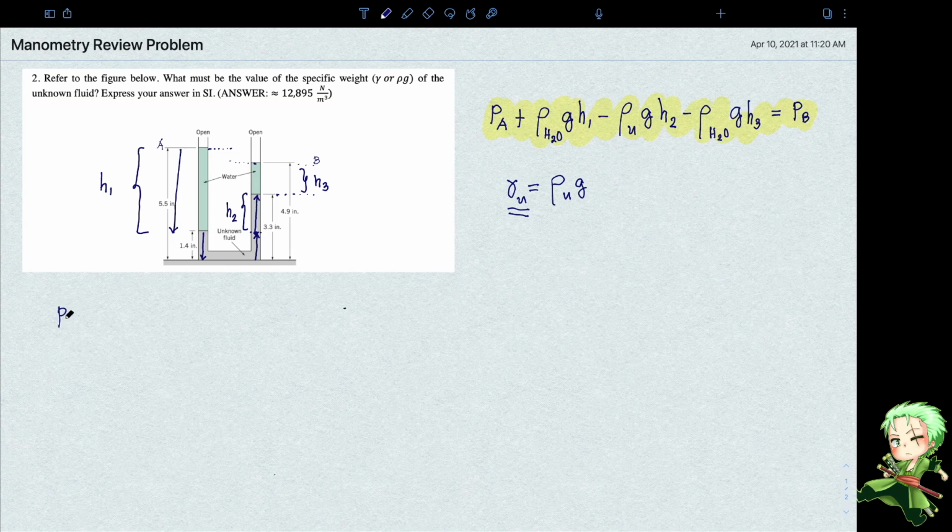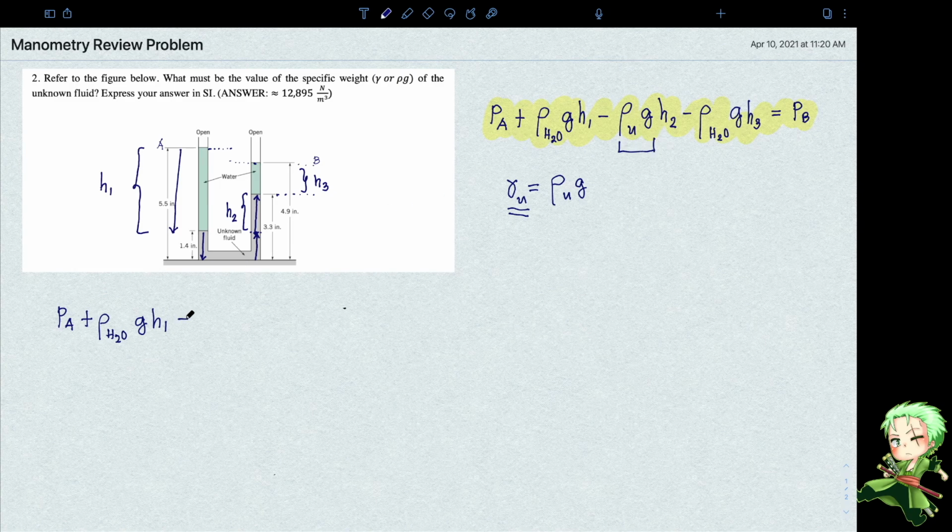When I do that, I have PA plus the density of water, H2O, and G, and then H1. So let us try to neglect first whatever the values of H1. Let's try to set up the equation first. And then take note that my gamma U, or specific weight of the unknown fluid, is this term here.